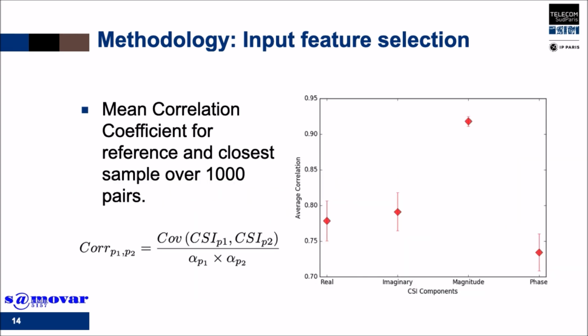In order to reach a more rigorous decision about the stability of components, for each component, the mean correlation coefficient is computed between samples recorded from the same position but at different times. The figure on the right here shows the mean correlation coefficients and the error bars for each of the four components. It can be clearly seen that the magnitude component has the highest correlation coefficients, which led us to decide to use it as the input feature because it manifests the highest stability.